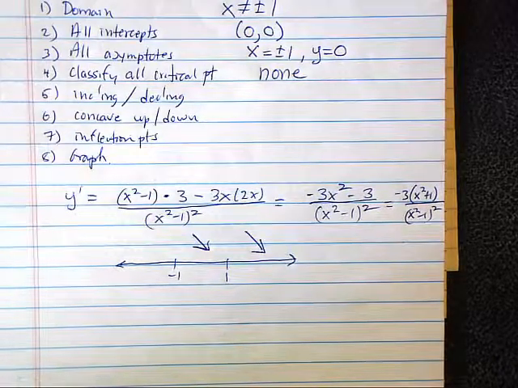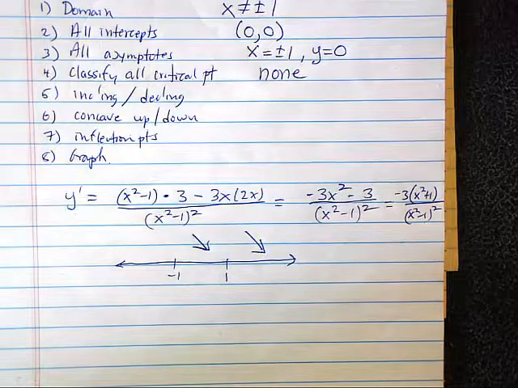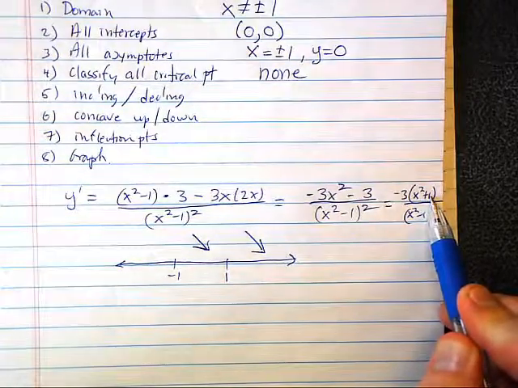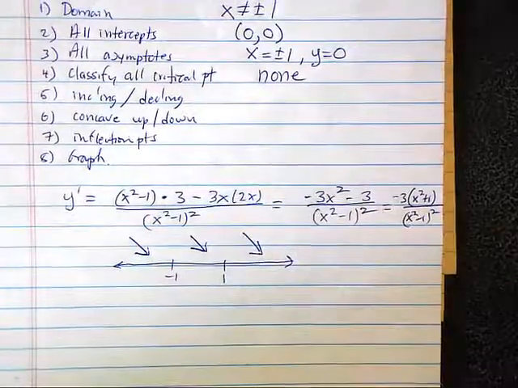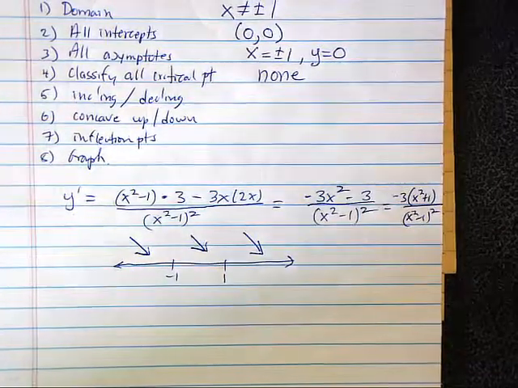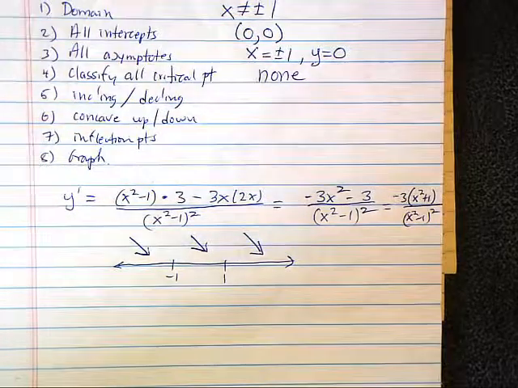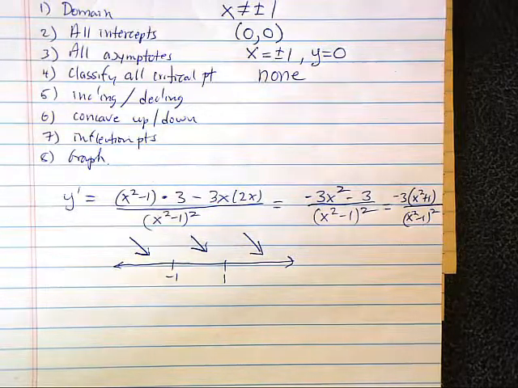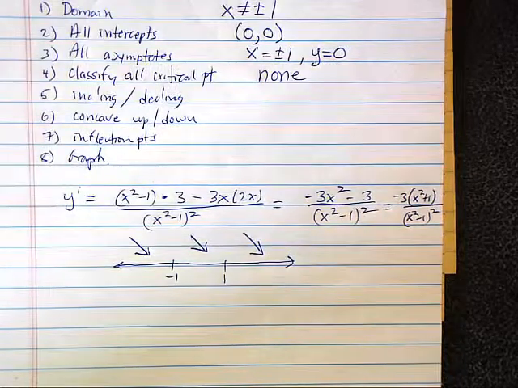And finally, my favorite number smaller than -1? 0 is not smaller than -1. How about -2? Plug -2 in, I get 4 plus 1, that's 5. 5 times -3 is negative. Negative divided by positive is still negative. That's unusual, but that can happen. We got decreasing everywhere, didn't we? That's unusual. Nope, it means this function is always decreasing. Except where?